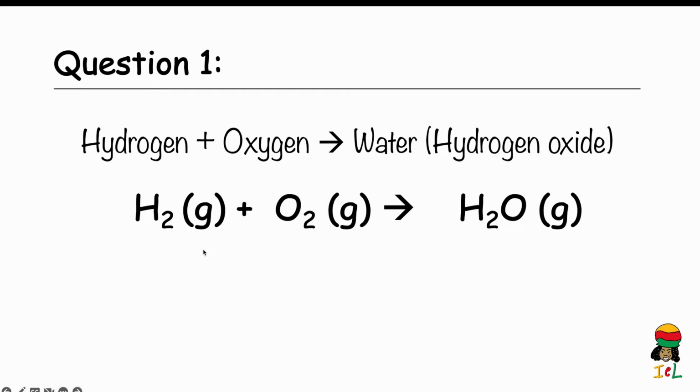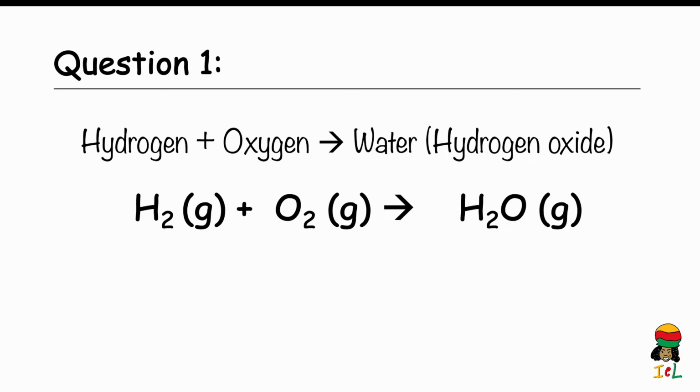Let us begin by ensuring that the atoms that exist on the reactant side are also present on the product side. So on the reactant side, we have hydrogen and oxygen. On the product side, we also have hydrogen and oxygen.